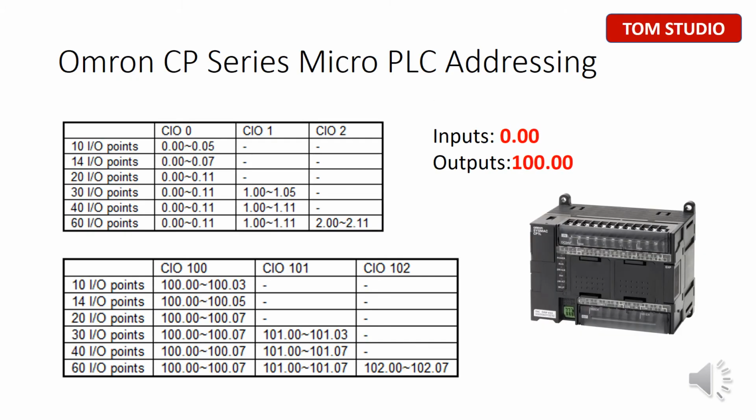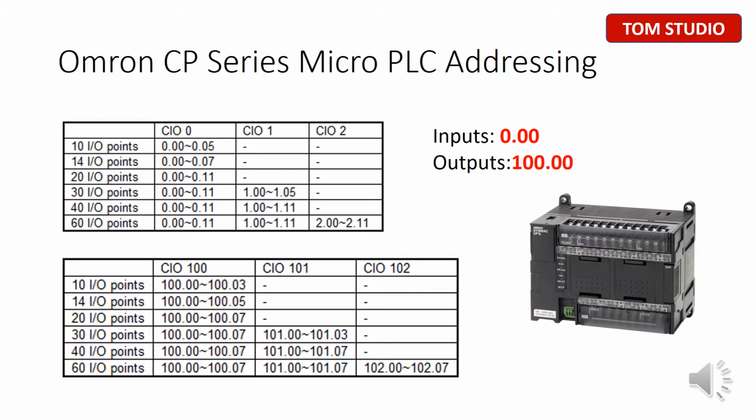Before we get started, it is important to go over some basic knowledge about Omron CP series micro PLC addressing. CP series micro PLCs are different from Omron CJ and CS medium and large PLCs. Micro PLCs use fixed PLC addressing, not like CJ and CS that both have I/O tables, so you can freely set up input and output PLC addressing. For micro PLCs, it is necessary to follow the rules. Fixed PLC addressing: inputs start from 0.00.